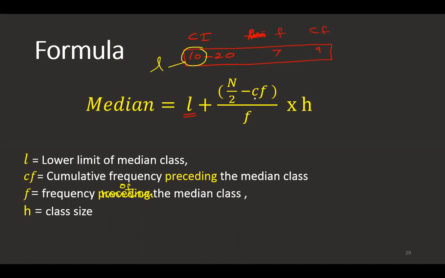Now, the cumulative frequency preceding the median class, we are going to find out how. See, some previous value will be there. This is the median class. The previous value there, I will take as CF. Then the frequency of the median class, I'll take as F. This is how you have to remember how to calculate the median for the grouped class interval, sometimes called the continuous class interval.